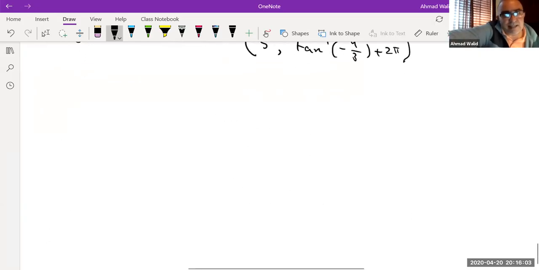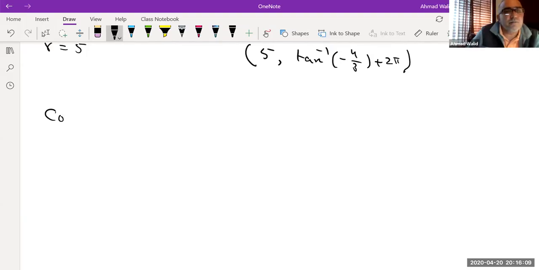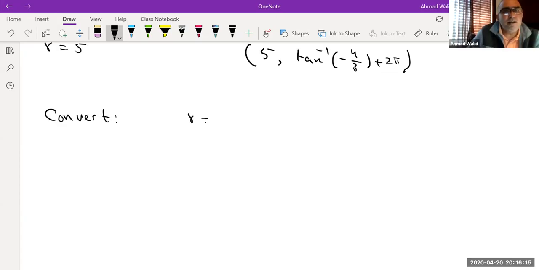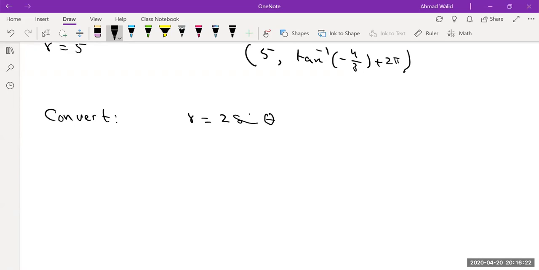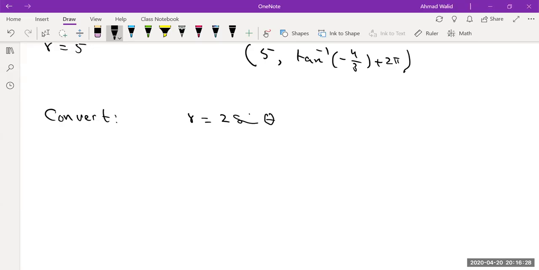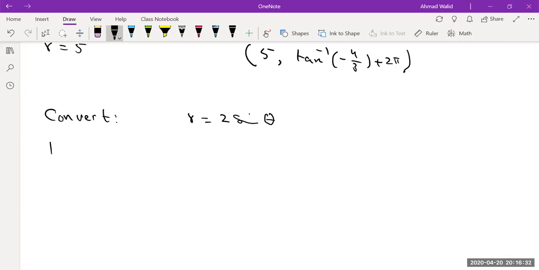Next example is a little bit more interesting. Again, r equals 2 sine theta. Here I want to talk about converting a polar equation. This is an equation, right?